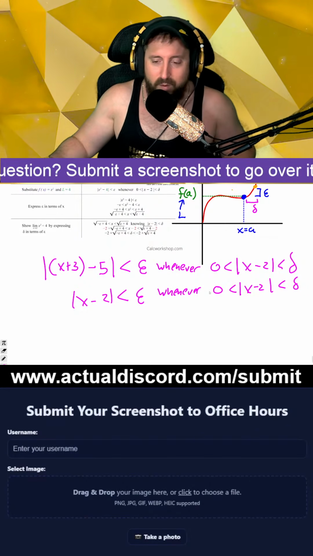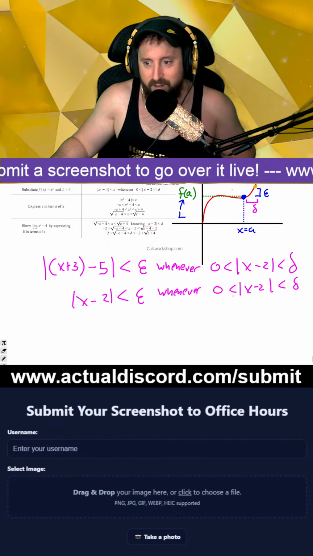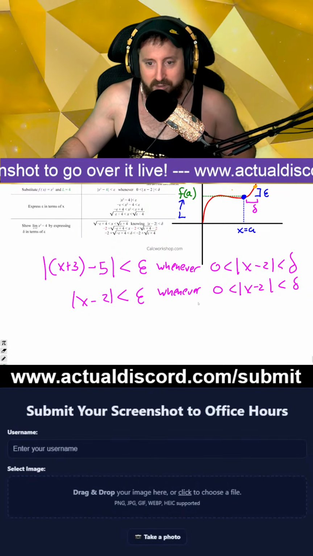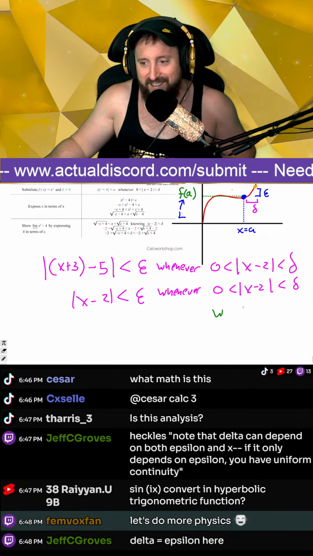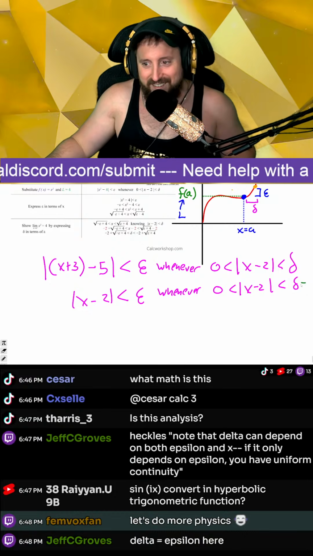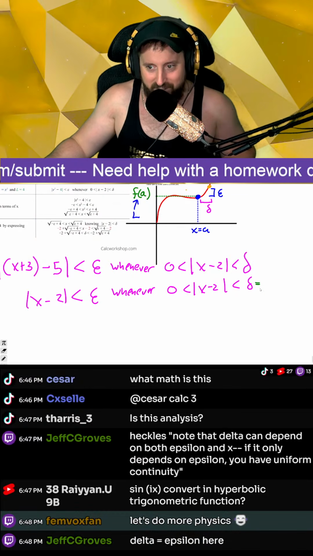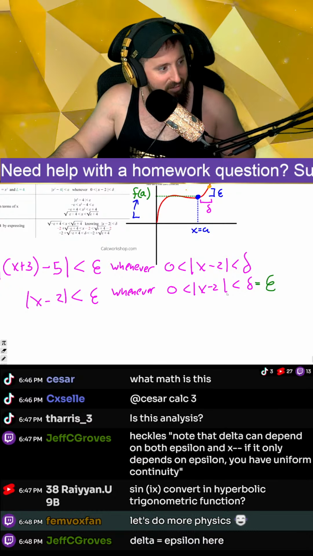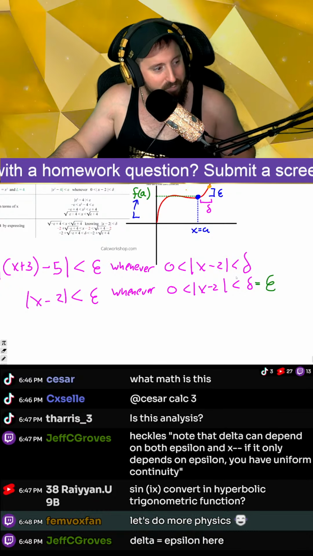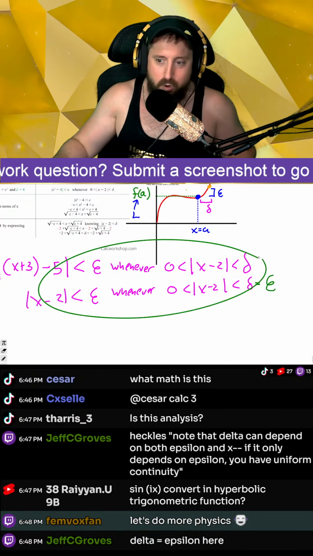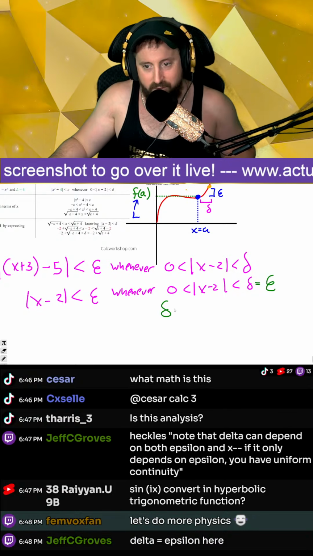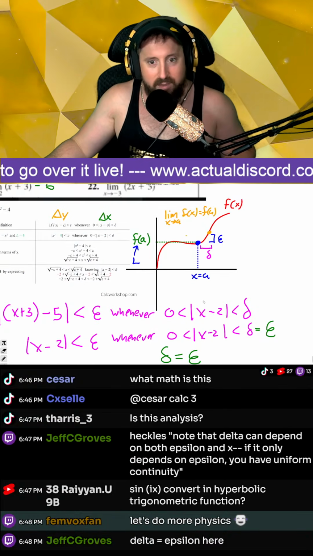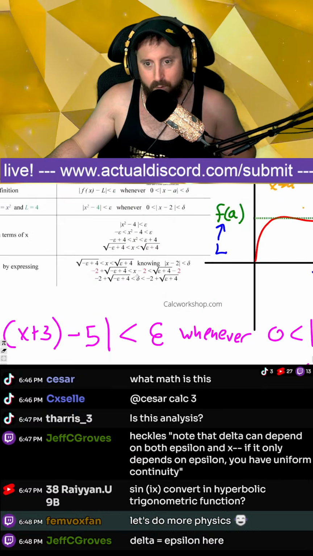Oh, okay. Because look at this. x minus 2 is less than delta. x minus 2 is less than epsilon. So you say, which this is equal to epsilon, delta equals epsilon. Exactly. So you basically just have to show this, and you have to say that delta equals epsilon. Let's show one where it's not so straightforward, which is this one.